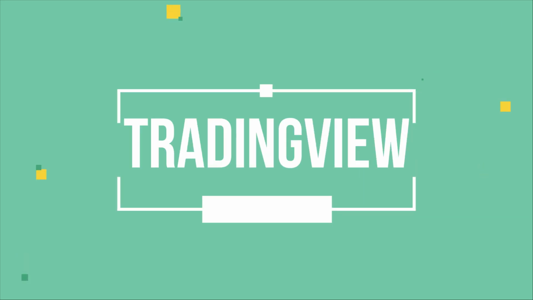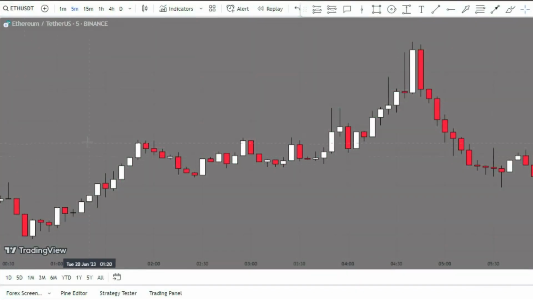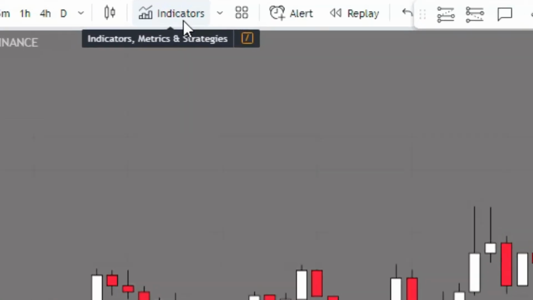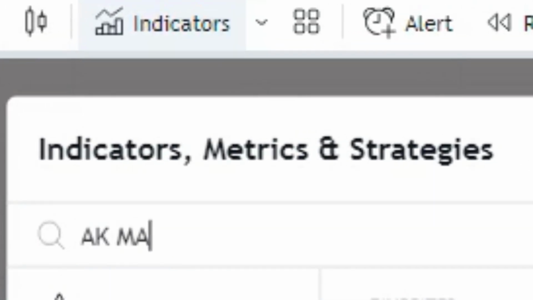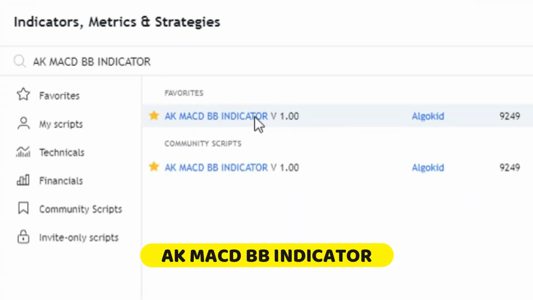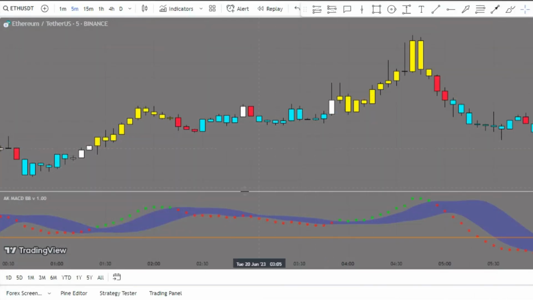Alright, go to the TradingView website and search for AK-MACD BB indicator in the indicators section and add that indicator to your chart. The indicator will look like this on the chart.